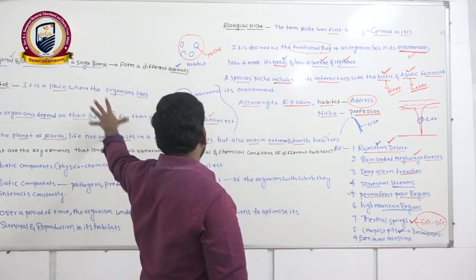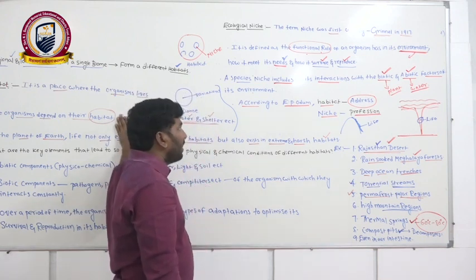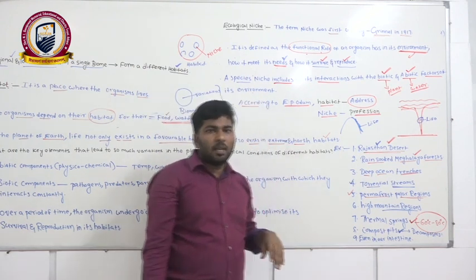The place where it lives is called a habitat. The place of living is habitat. What it is doing in that place is nothing but niche. Clear? Are you getting an idea?